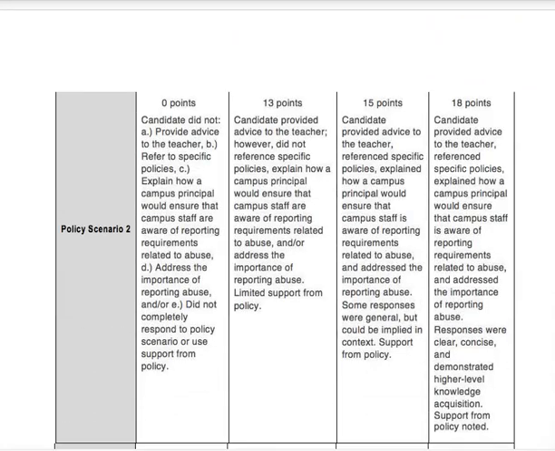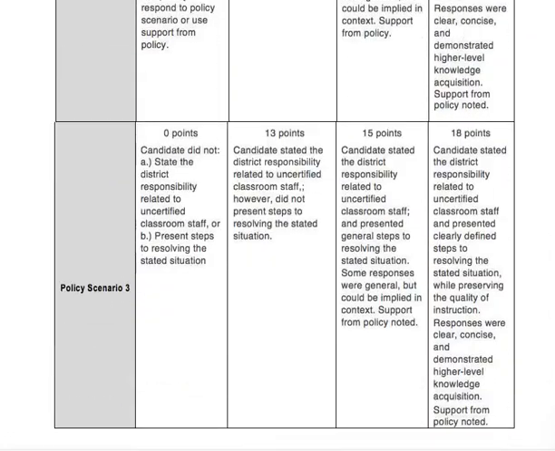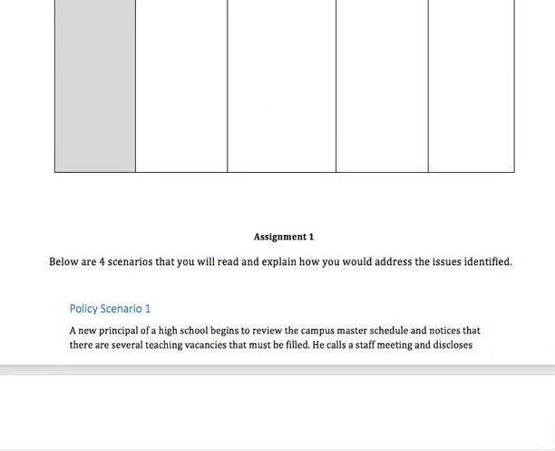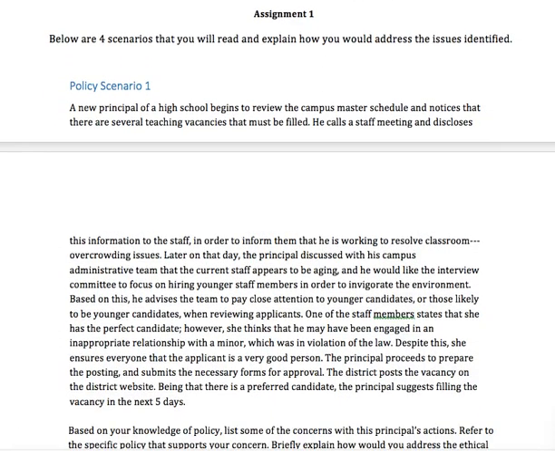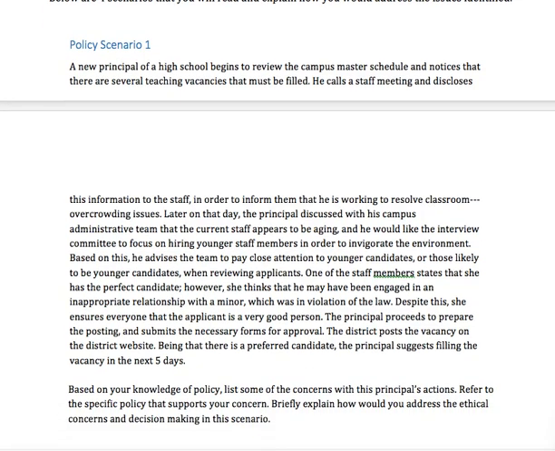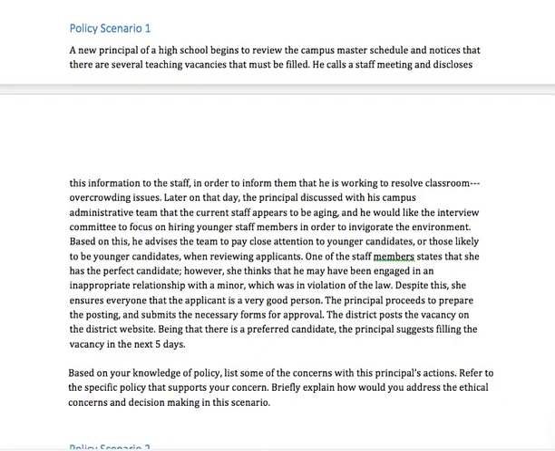These are the rubrics for each of the policy scenarios that you're going to do. You're going to read each of the scenarios and then explain how you would address them. Remember that you want to make sure that you talk about policy and really give a thorough response so that we know that you really understand this particular policy that you will be addressing in each of these 4 scenarios. So you have 4.